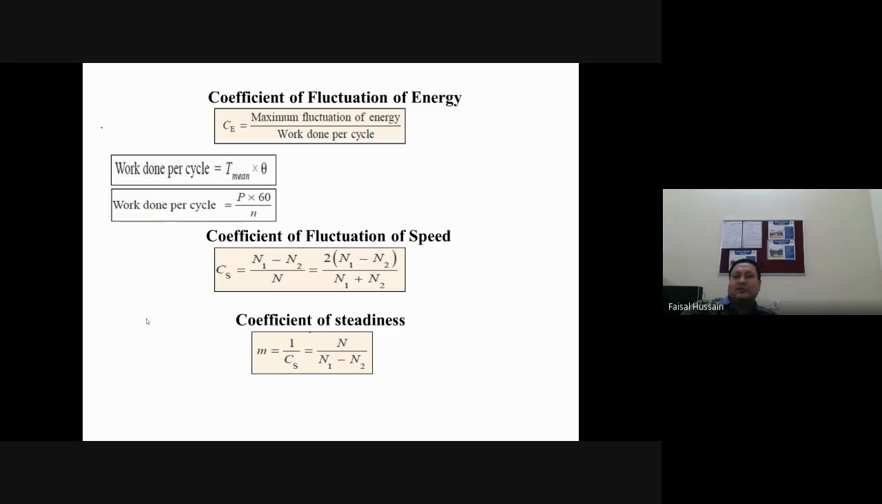Then what is coefficient of fluctuation of speed? The coefficient of fluctuation of speed is defined as the ratio of difference between maximum and minimum speed to the mean speed. Here N is the mean speed. Mean speed means N equal to (N1 plus N2) by 2. So instead of N, I have written (N1 plus N2) by 2, and 2 is shifted to the numerator. And what is coefficient of steadiness? It is the reciprocal of coefficient of fluctuation of speed.